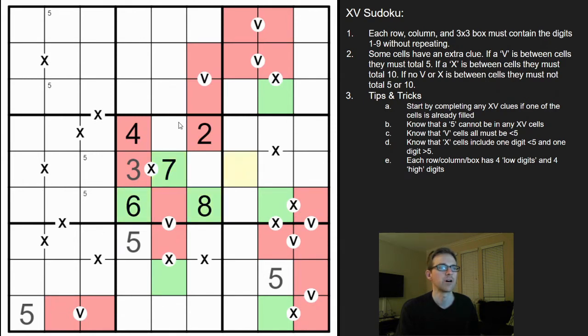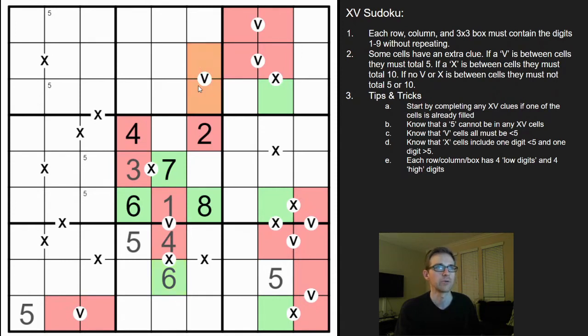And that's helpful now already because you can see in this central box we have 4 low digits figured out, but we don't have a 1 in yet. So this must be the 1. The 1 can't go here or here, it's got to go there. So we can now fill in a 1, and because of the V clue we know that's a 4, right? 1 plus 4 equals 5, and then the X clue gives us 6 here. 4 plus 6 is 10. So that's a great start.